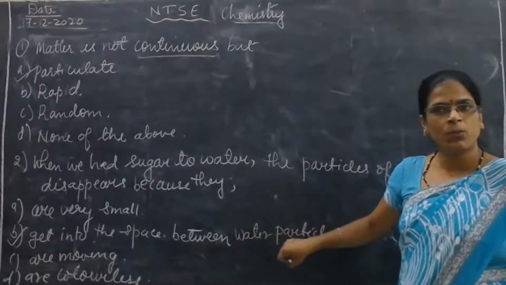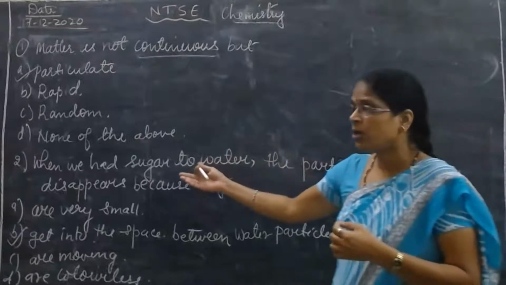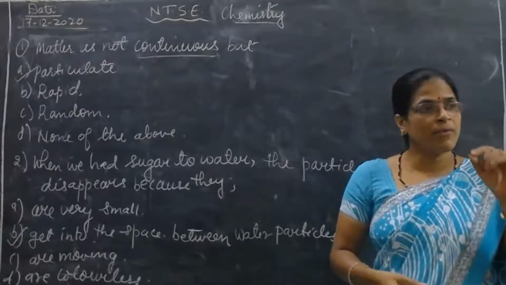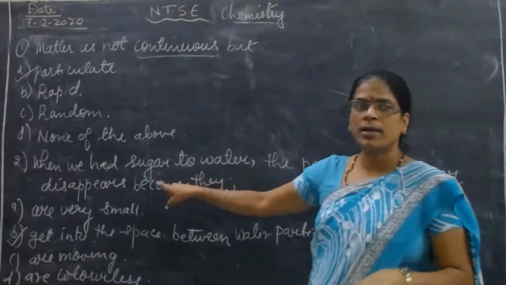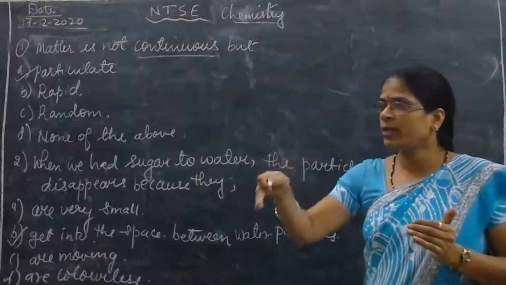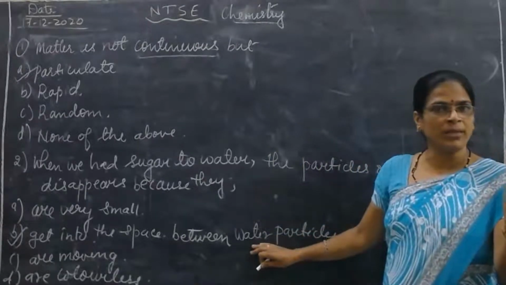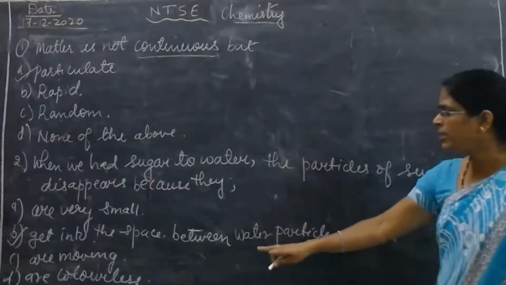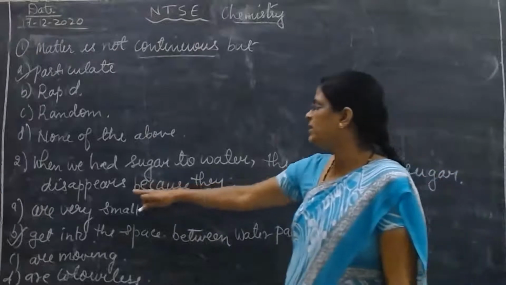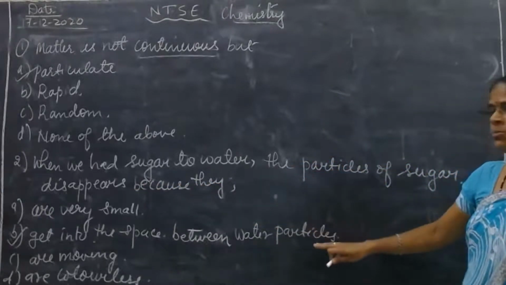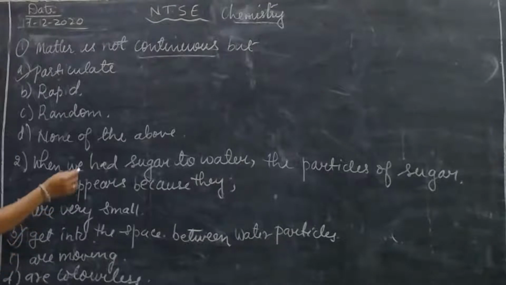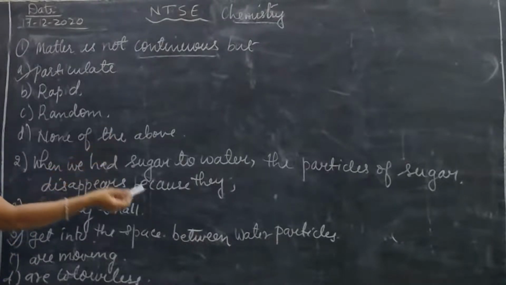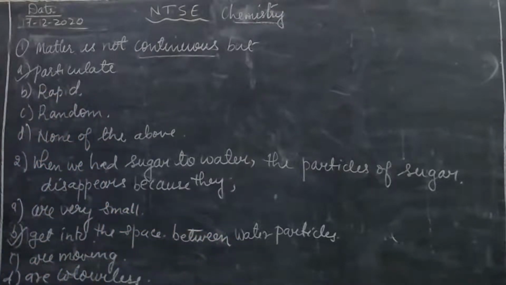Why do they get into the space between the water particles? If you take sugar or salt, they form a homogeneous solution. As the sizes are very small, they get into the space of the water. Water is in the form of a liquid. Sugar and salt are in the form of a solid. That means solute is being added to the solvent. As there is intermolecular space between them, these solutes get dissolved or adjusted in the space between the water particles. That is why you can see they disappear. So the right answer is that they get into the space between the water particles. Moving or colorless is not the answer. The reason is that the size of the solute is small enough, and as there is intermolecular space in the liquids, they get adjusted in the space between the liquid particles.